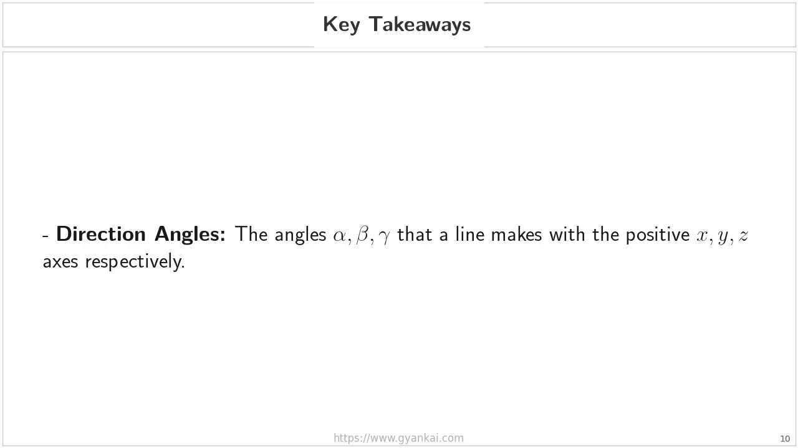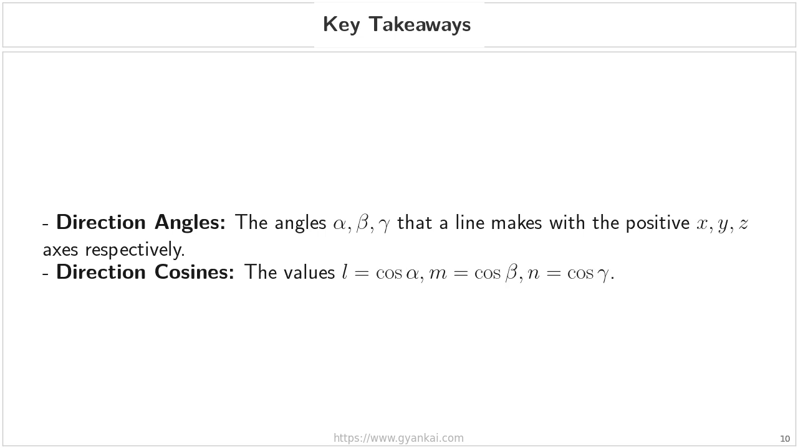Key takeaways. All right, we have reached the end of our lesson, so let's take a moment to consolidate everything we have learned today. I want you to focus on these three key takeaways as they summarize the entire concept of direction cosines. First, let's revisit the direction angles. Remember, these are not the cosines themselves, but the actual angles, alpha, beta, and gamma, that our line forms with the positive x, y, and z axes respectively. Think of these as the tilt measurements in each dimension.